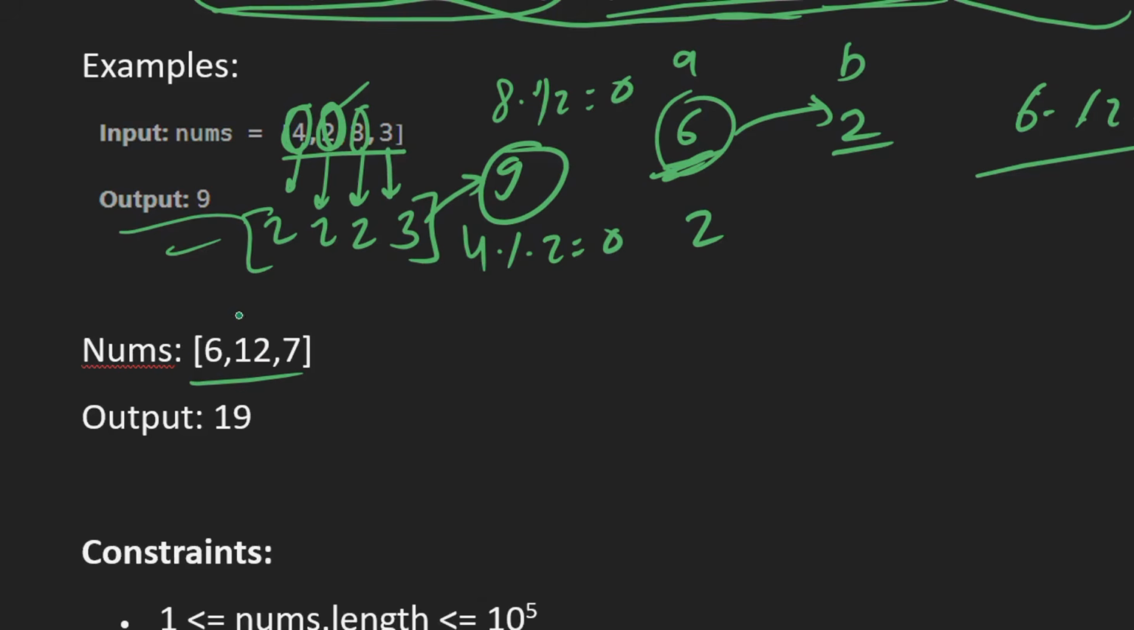Now let's see this example. So here we have 6. Is there any other number by which 6 is divisible? No.